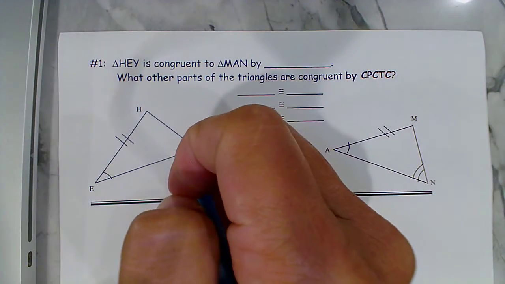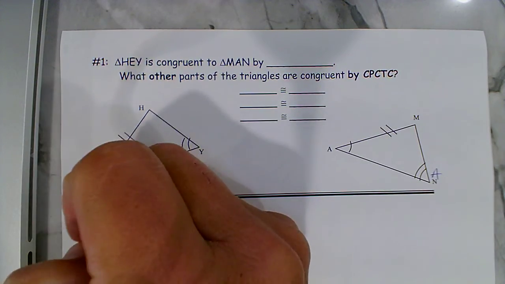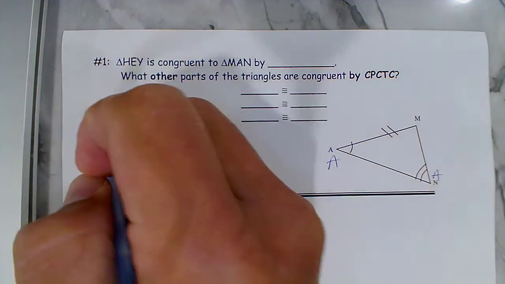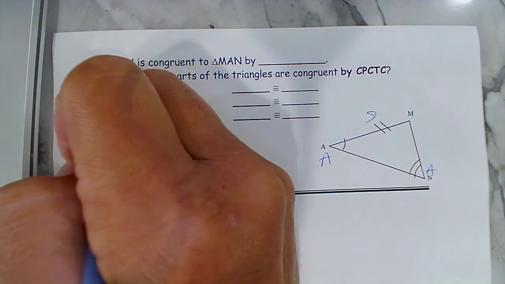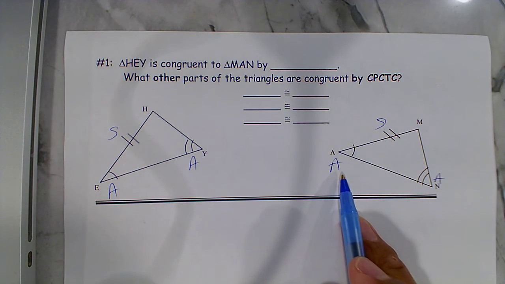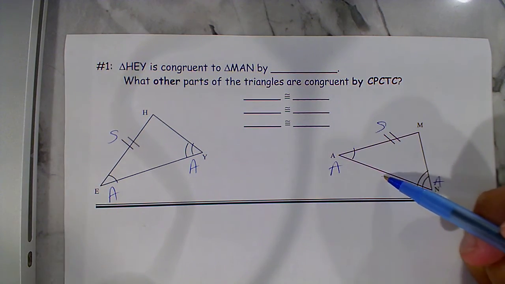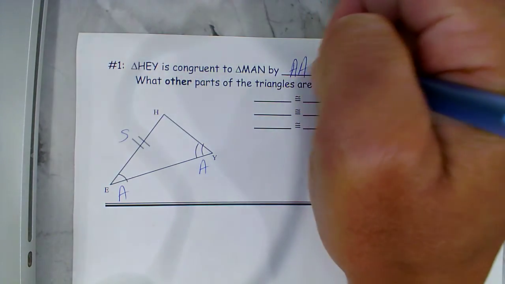Well, what do we got? That's a pair of angles, right? And that's another pair of angles, right? And that's a pair of sides, okay? So which is it? I've got two angles and a side, so it's either angle, side, angle, or angle, angle, side. Is it the side in between the angles? It's not the side in between. That would be here. So this is angle, angle, side.